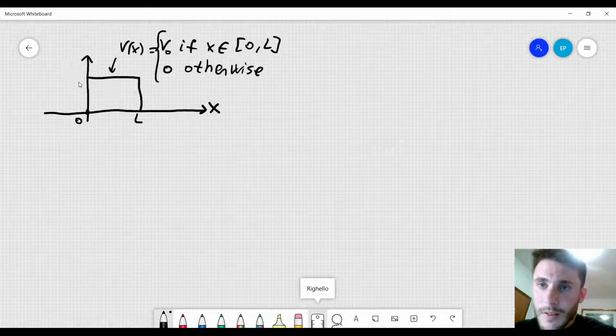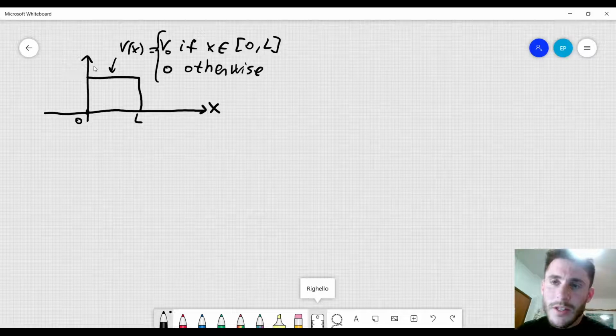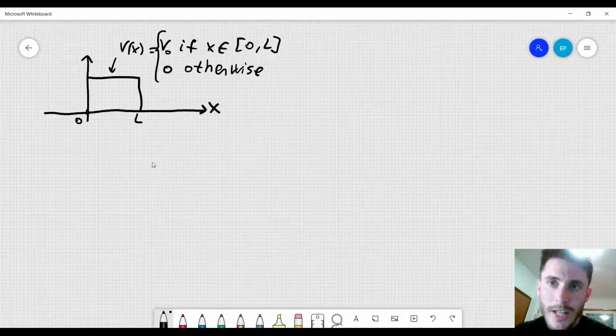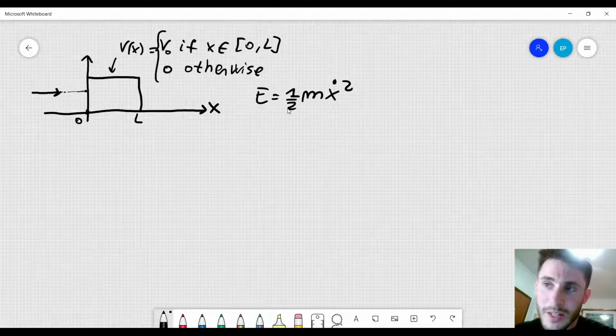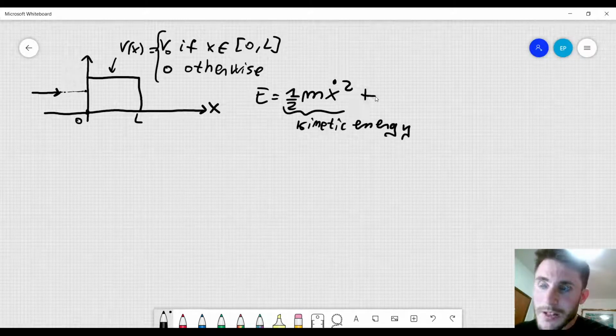Now, if the potential is positive, it means that it is repelling a particle coming from the left, for example. So let's assume that the particle is coming from the left, and when it encounters this barrier, it will be repelled if the particle does not have a sufficient amount of energy. In particular, the energy of the particle is equal to 1/2 the mass of the particle times x dot squared, which is the velocity squared, and this is of course the kinetic energy, plus the potential energy here, V of x. And in particular, if we consider the interval 0, L, of course this will be equal to V0.